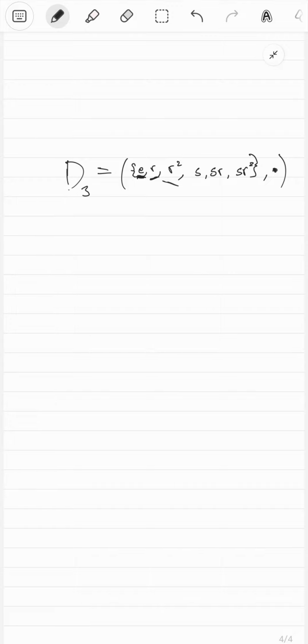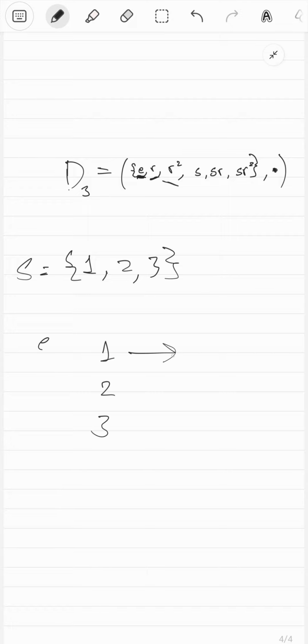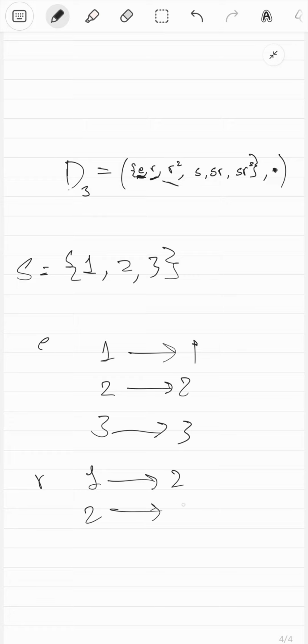So essentially, you have the vertices labeled 1, 2, and 3. You consider a set S with these elements, and then you have this function which sends 1 to 1, 2 to 2, and 3 to 3. You could have this rotation thing which sends 1 to 2, I think, yeah, that's how it is, 2 to 3 and 3 to 1, and other stuff, right? Reflection which does something weird.